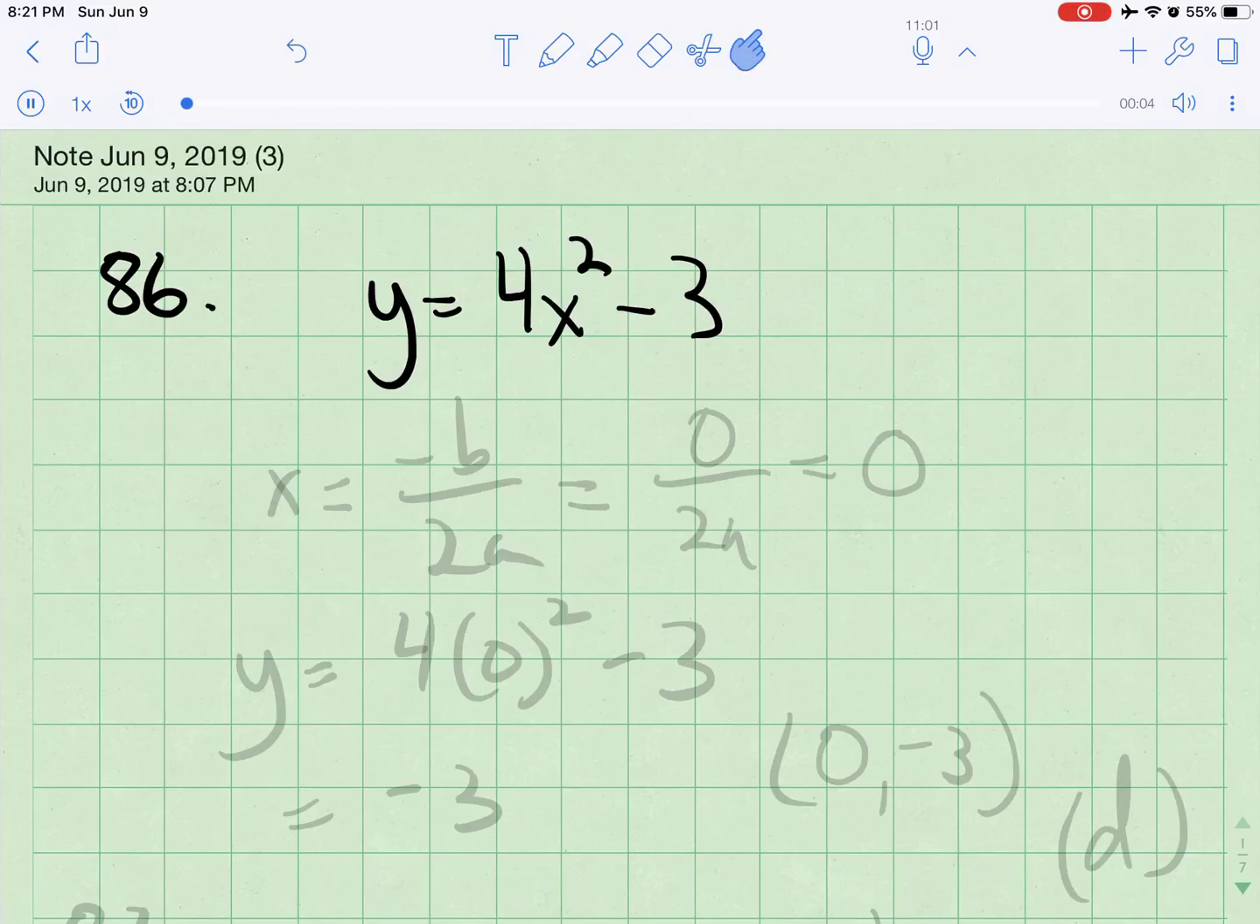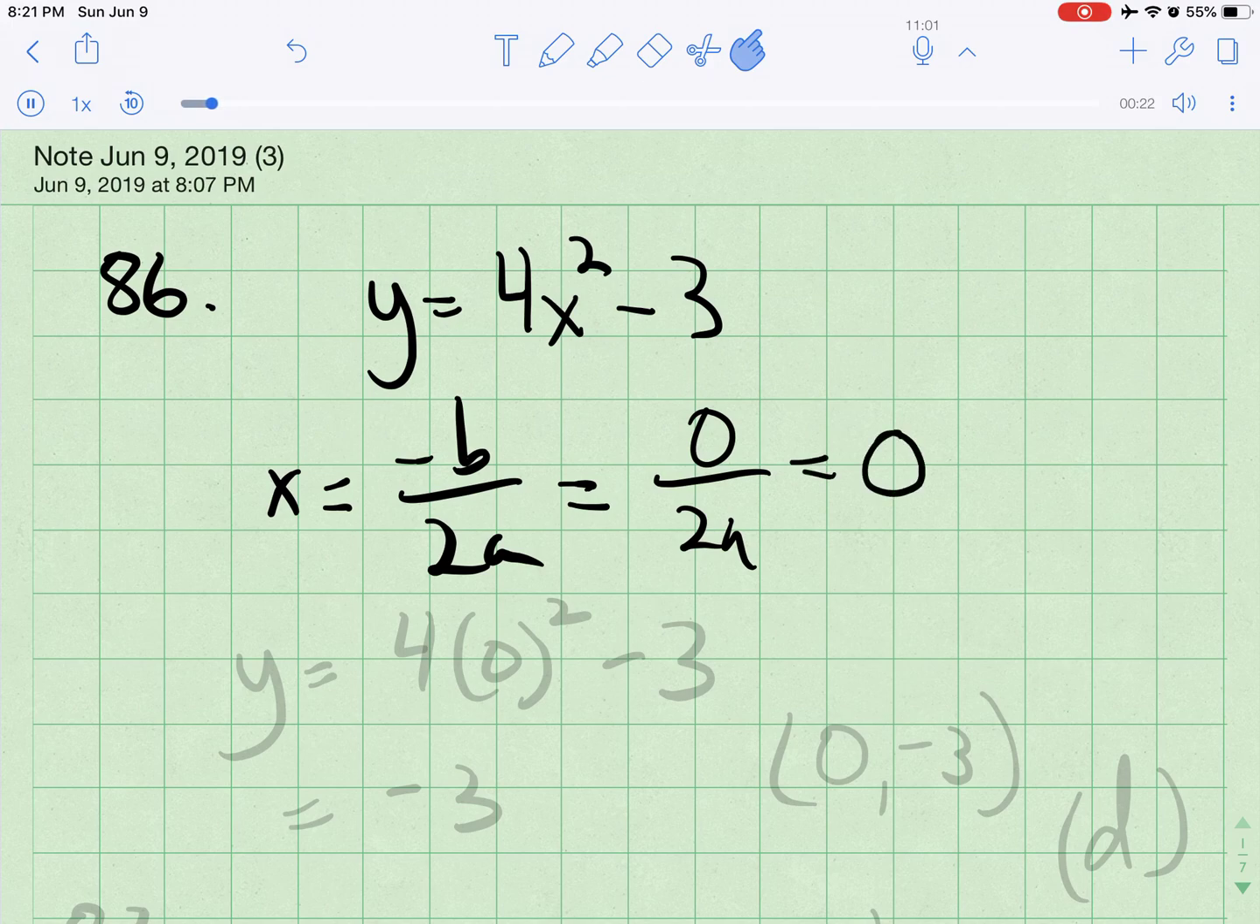Last one. Number 86, 4x squared minus 3. And they asked for the vertex. So start with the axis of symmetry. X equals negative b over 2a. Alright? B is 0 in this problem. So we have 0 over 2a. Anything with 0 in the numerator becomes 0. So now we just plug back into the original equation.